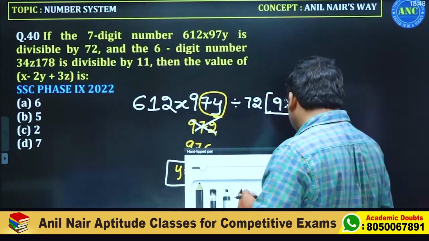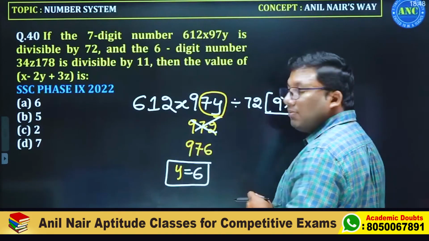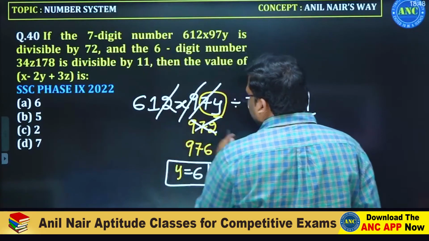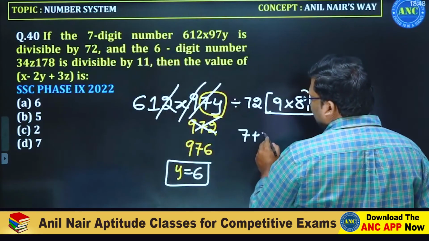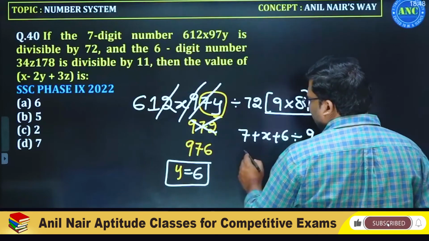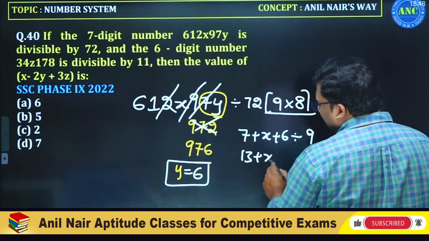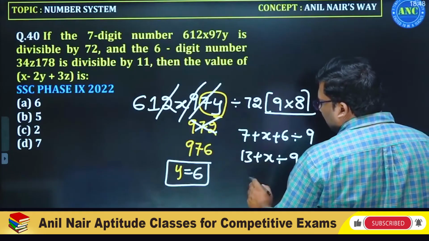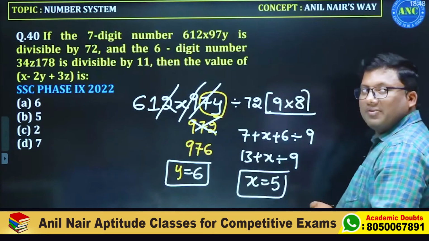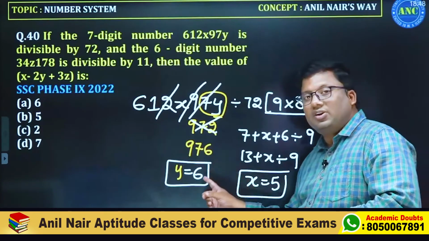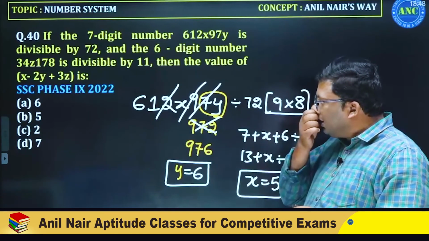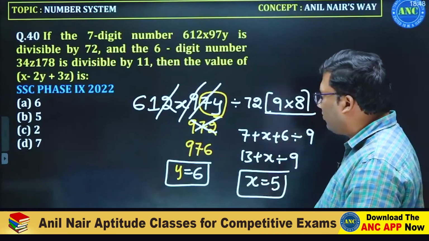Which all numbers are divisible by 9? 9 is divisible. 7 plus 2 is divisible. 6 plus 1 is 7. 7 plus x plus y, where y is 6, should be divisible by 9. So 13 plus x should be divisible by 9. That means x value is 5. Here y value is 6 and x value is 5. I hope the idea is clear. We got y and x.